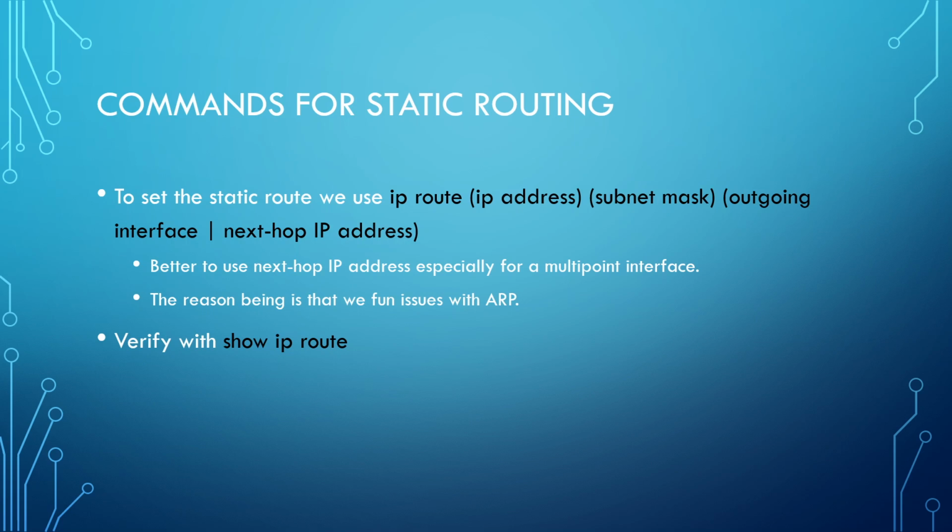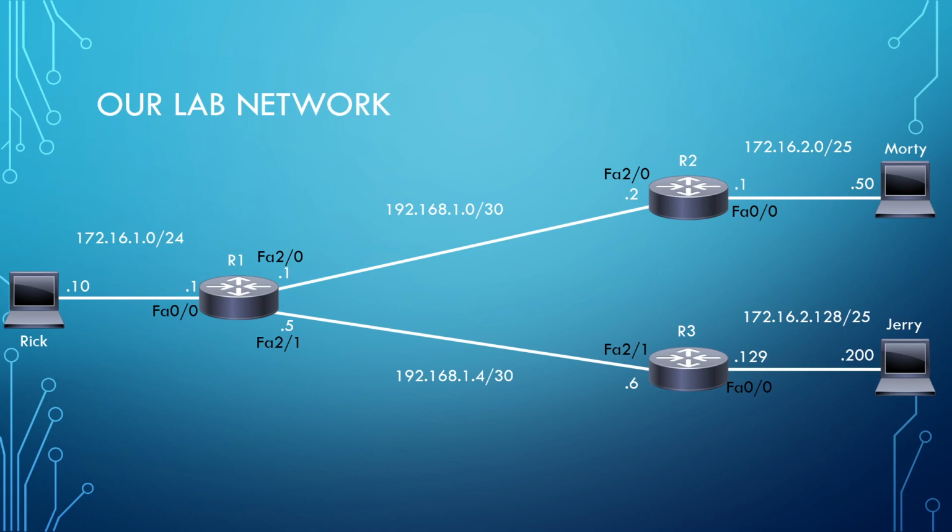And obviously we can verify the routing table to make sure our static routes are in there with the show IP route command. Now, this is the network that we're going to be using for a lab demonstration. As you can see, we've got R1, R2, and R3. And our goal is to configure static routing so that Rick can speak to Morty and Rick can speak to Jerry. So now I'm going to pause the video. The next time you see my screen, I shall be at the command line interface of a Cisco router.